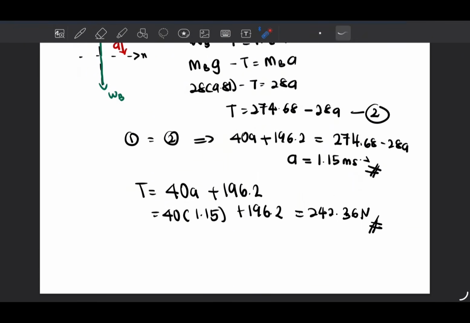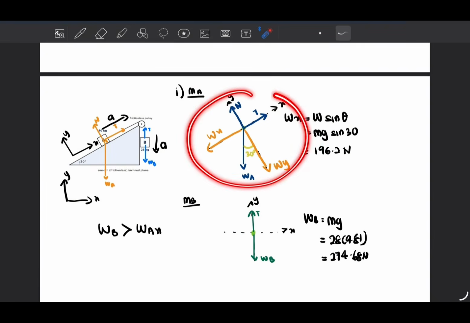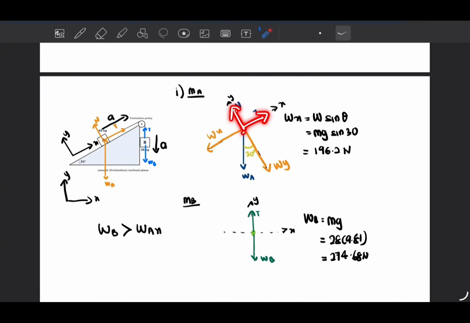Okay, so for question 1, you are first asked to sketch the free body diagram. This is the free body diagram where you have for object A the normal, tension and the weight. For object B, you have the tension and the weight here.